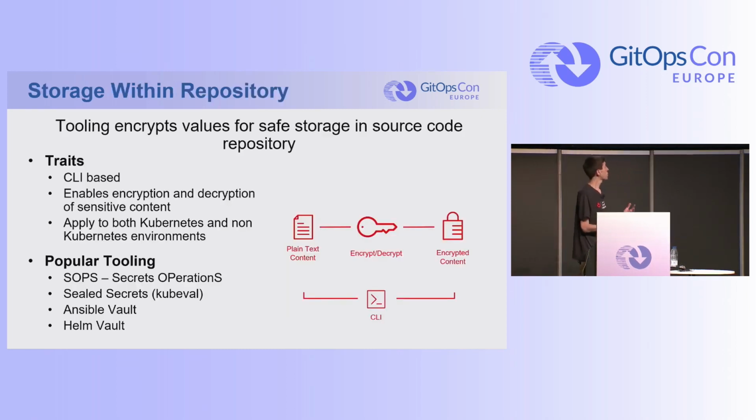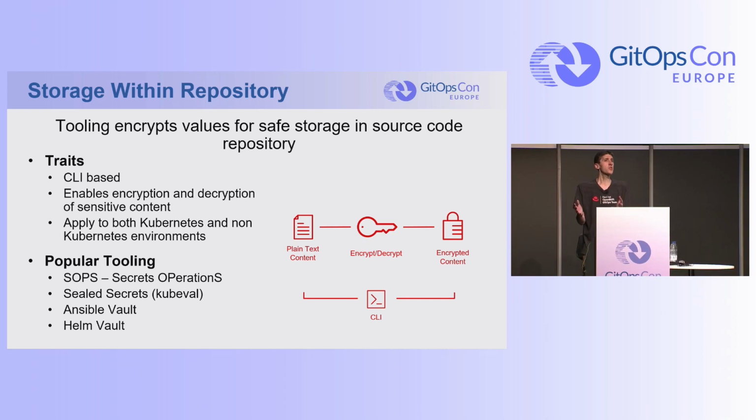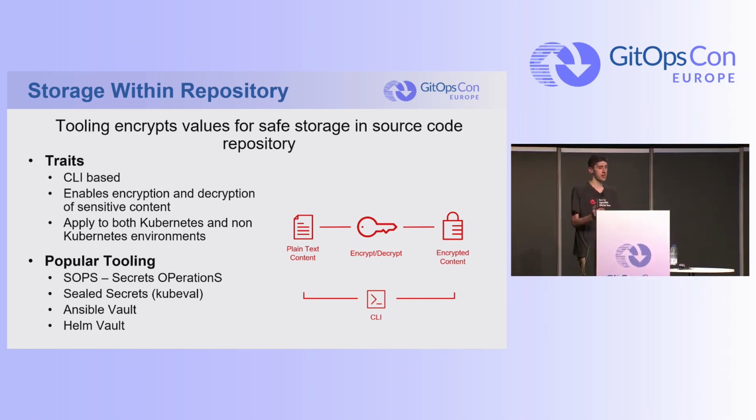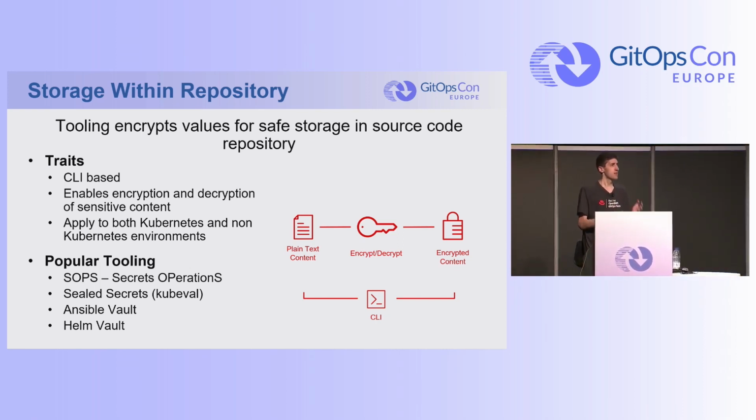So when you're storing values in your repository, there are certain traits that typically are involved. One, they're most likely going to be either CLI or GUI-based capabilities. They enable these CLI tools to both encrypt and decrypt. And I'll say it again, this applies to Kubernetes. Now, we're all here at KubeCon and CNCFCon. It still applies to non-Kubernetes environments. So even though you may not be in Kubernetes, it still applies. There are tools out there for you to store your secrets.